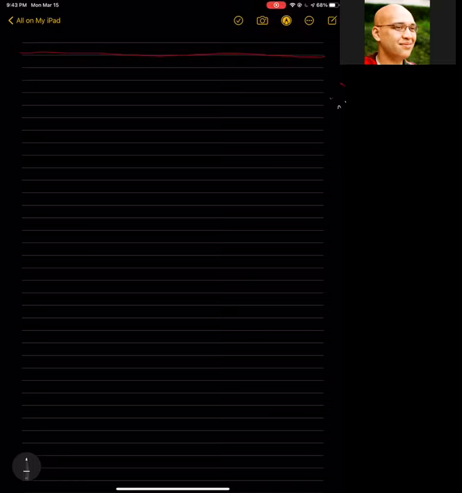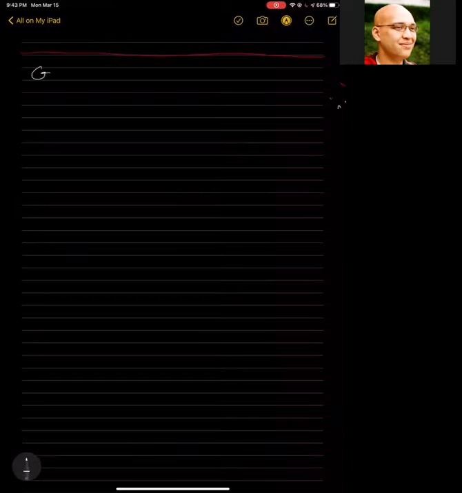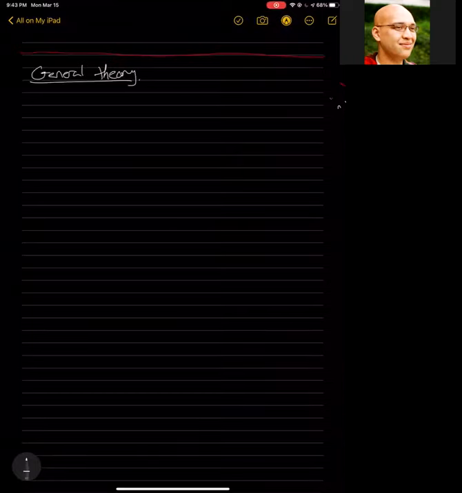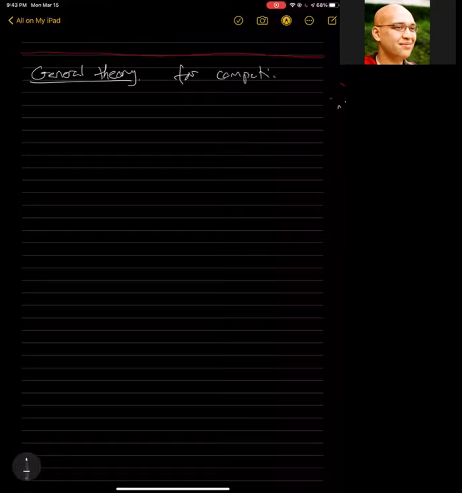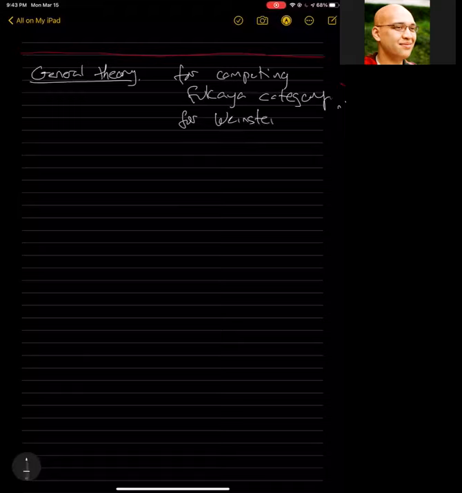And so I have to now dip into a bit of general theory. This is the general theory for computing Fukaya categories. And the general theory I'll discuss here is only applicable to the exact case, so for, let's say, Weinstein symplectic manifolds.